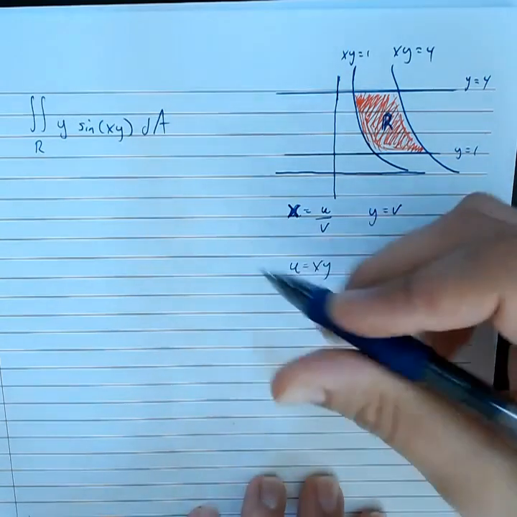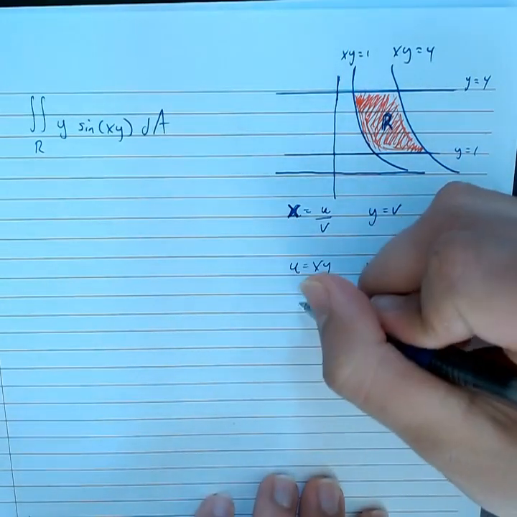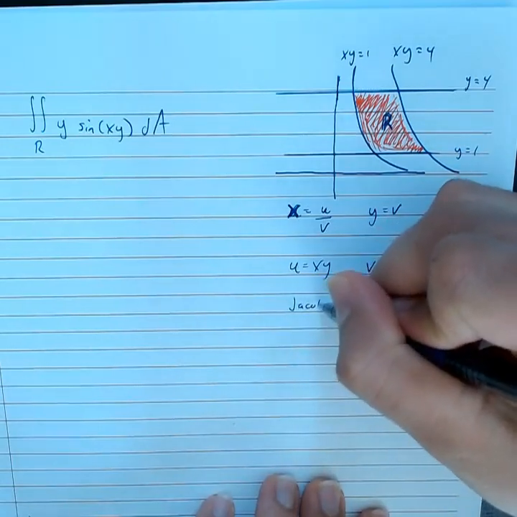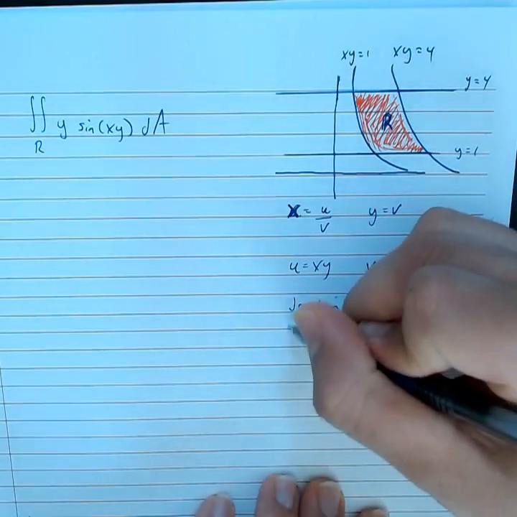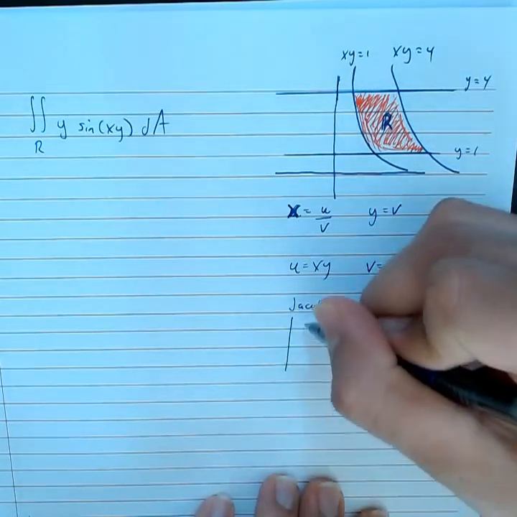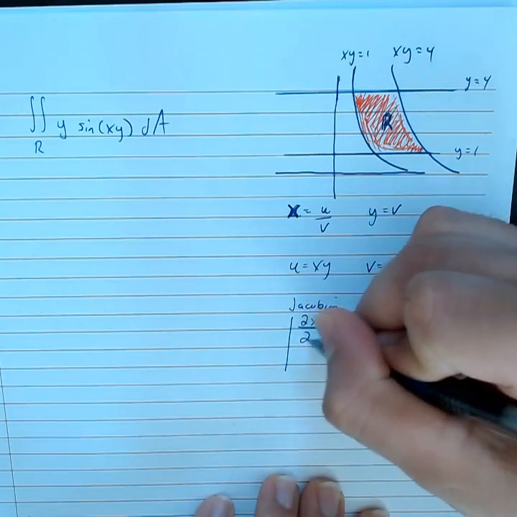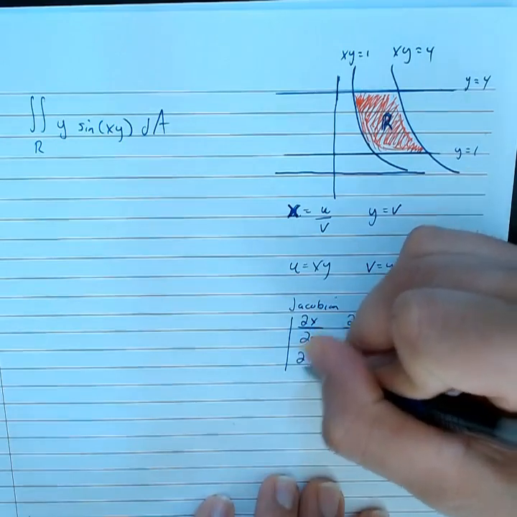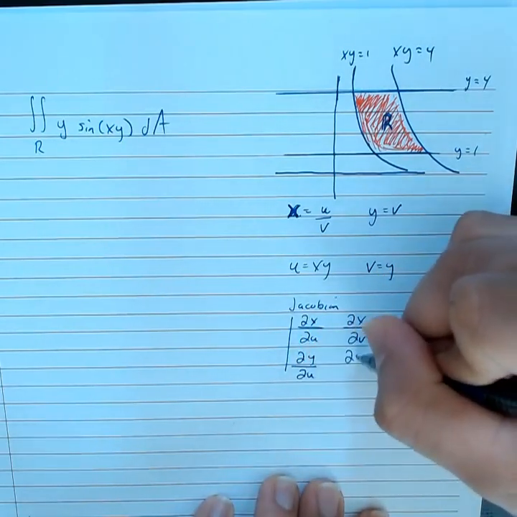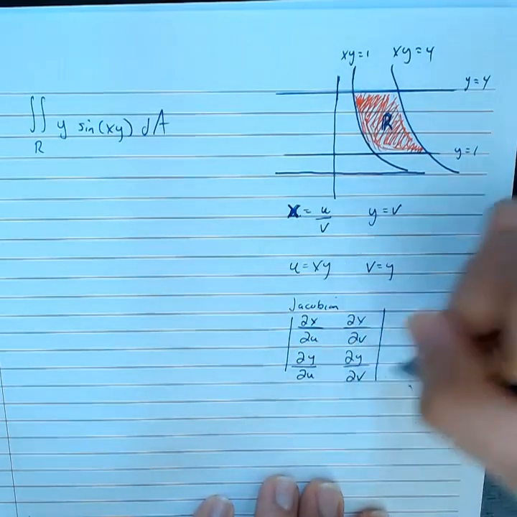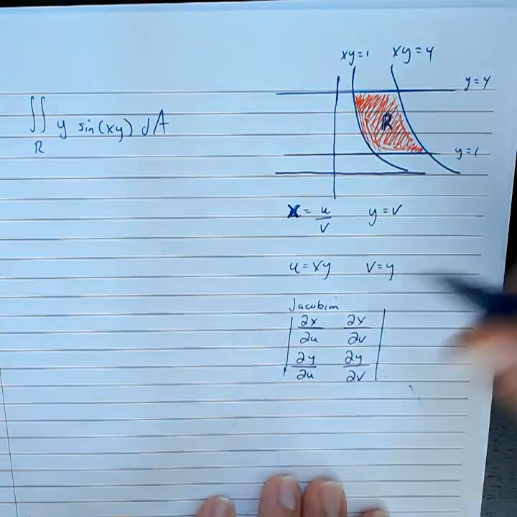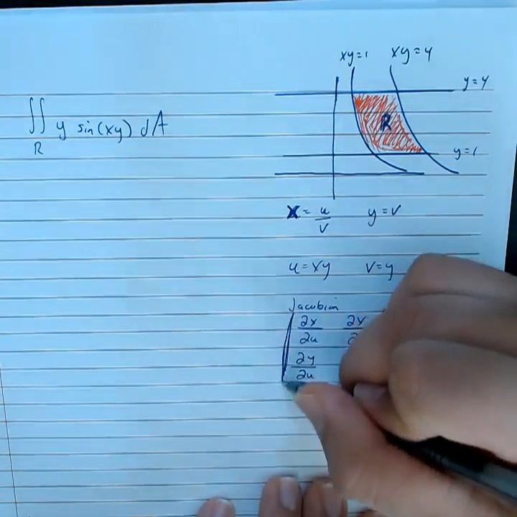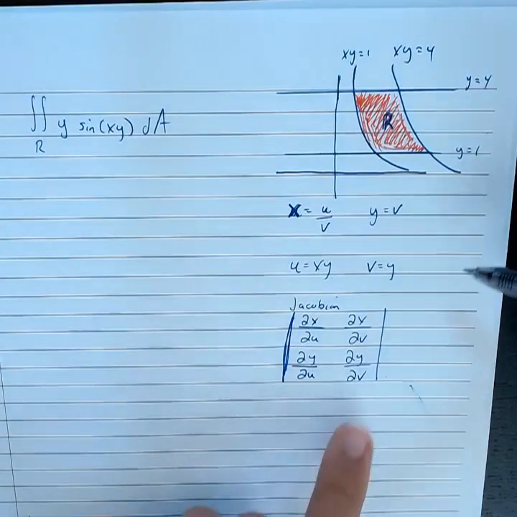Okay, don't forget we need to compute our Jacobian. That's going to be the partial of x with respect to u, the partial of x with respect to v, the partial of y with respect to u, and the partial of y with respect to v. Take the magnitude of that and absolute values if need be.